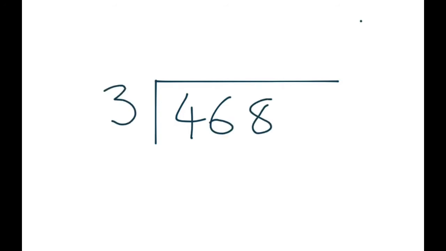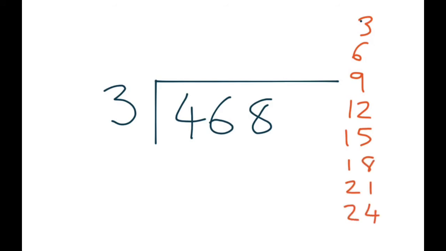I'm going to do 468 divided by 3. Let's write our 3 times table. 3, 6, 9, 12. Count with me. 15, 18, 21, 24, 27, 30, 33, 36.